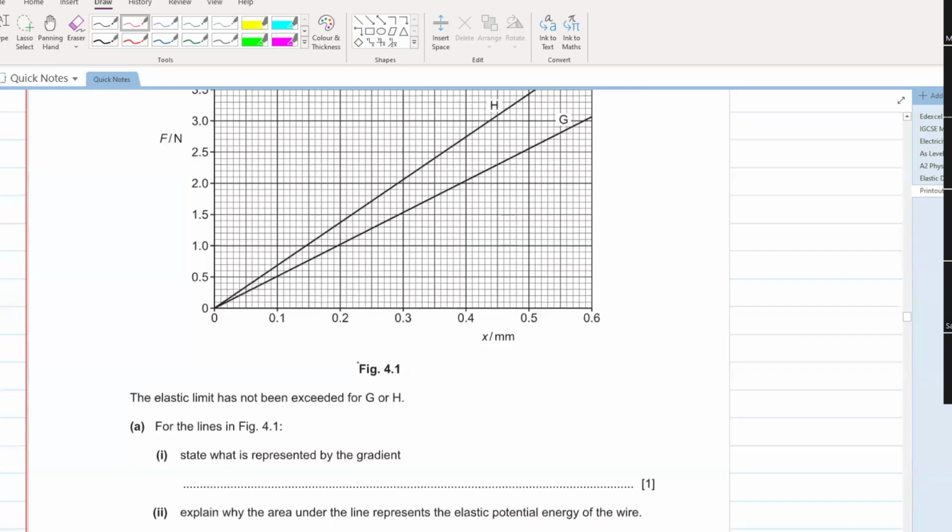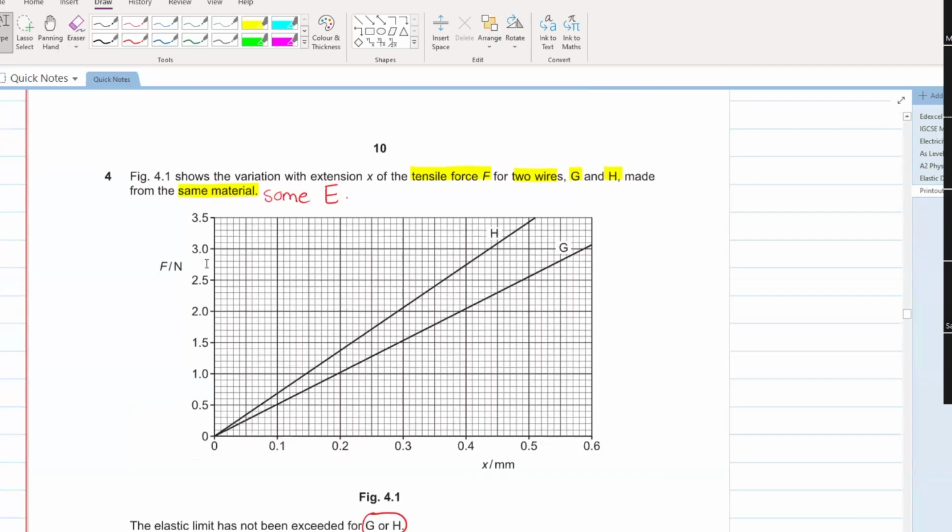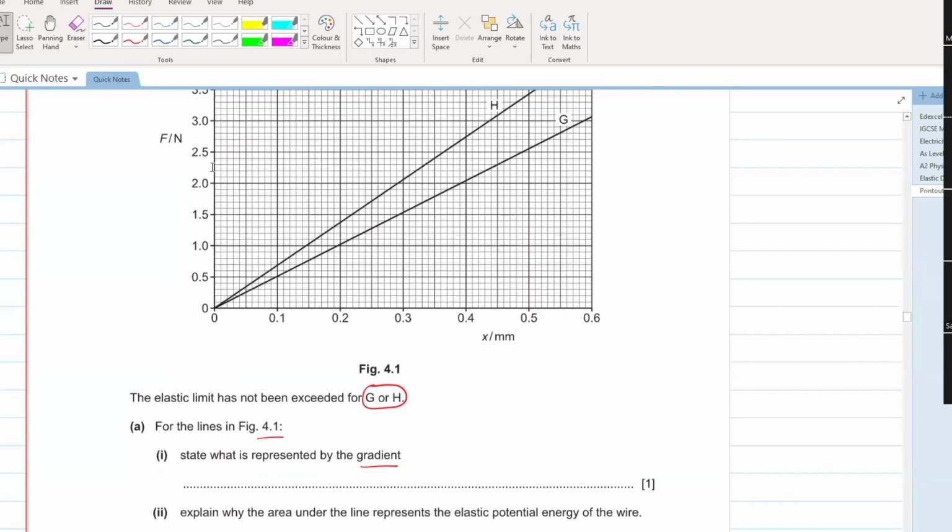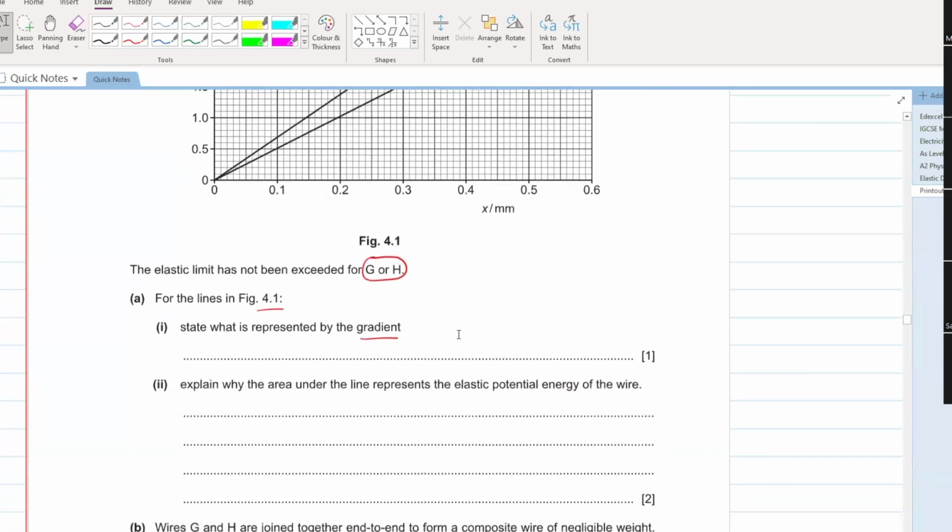Now, the elastic limit has not been exceeded for G or H. Perfect. For the lines in figure 4.1, state what is represented by the gradient. Do you remember what the gradient of a force versus extension graph is? Spring constant. The gradient of a force versus extension graph is the spring constant. Simple.